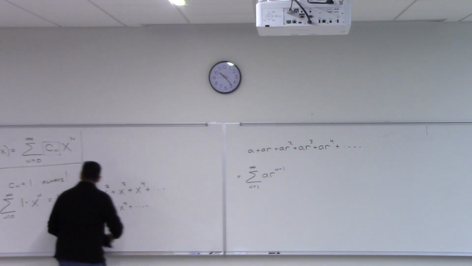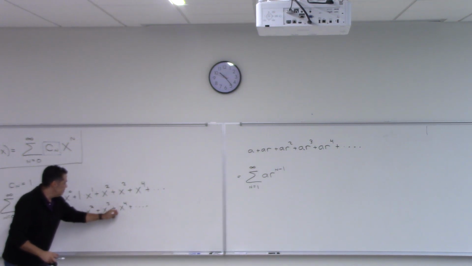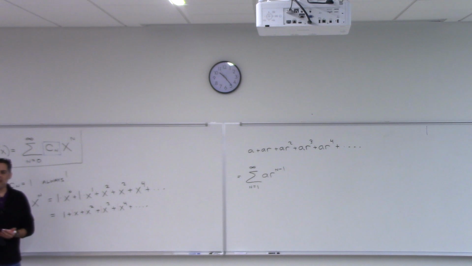We have ones in front of everything here, right? So the a is 1. And instead of using r's, we're using x's. So this is a geometric series.